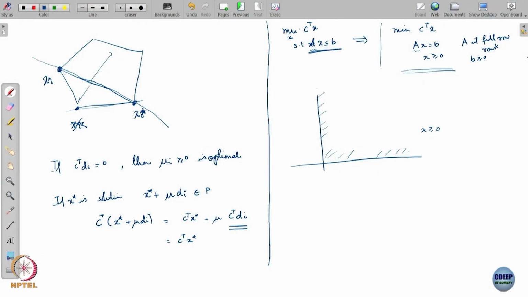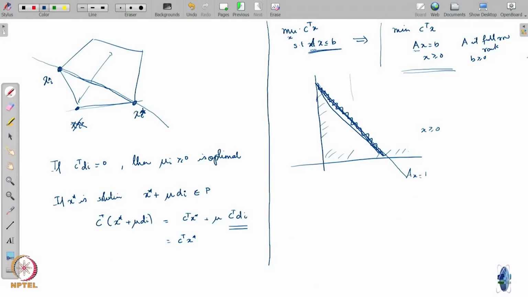So, I'll draw it like this. This is my Ax equal to b, and Ax equal to b intersected with x greater than or equal to 0 is this region. It is basically just that part there. Here, because we are in R2, it looks like a segment, but in general it will be some polyhedral set.